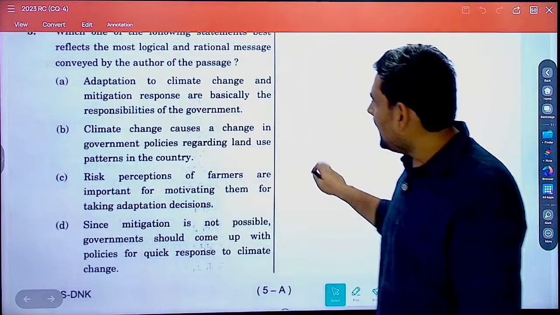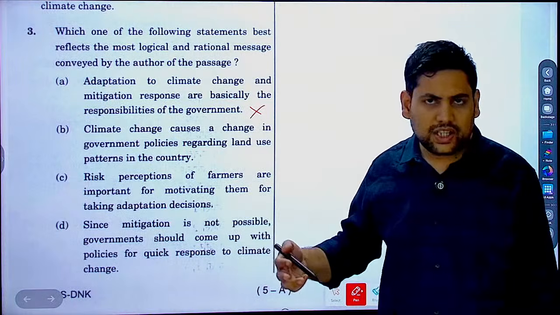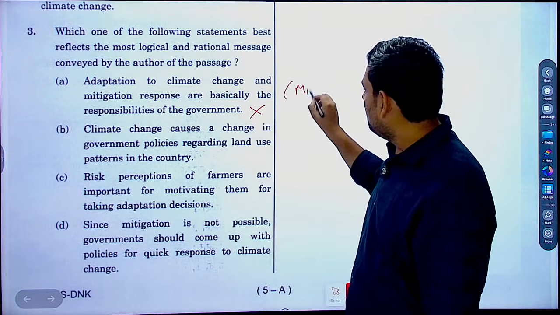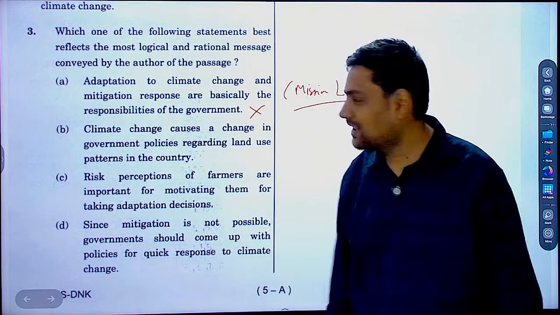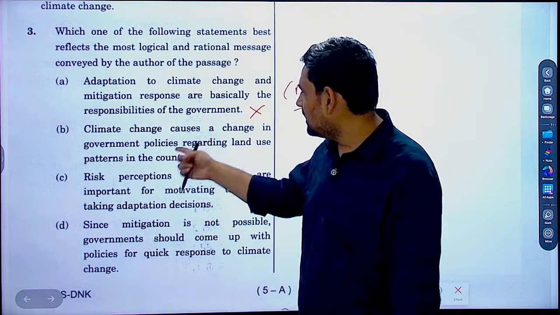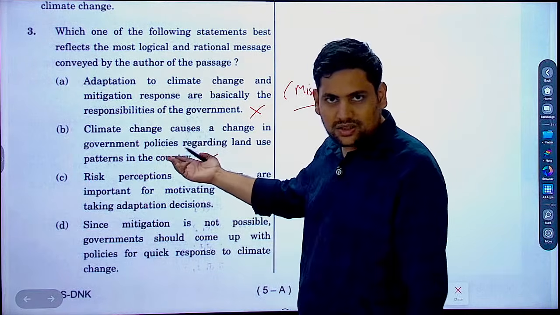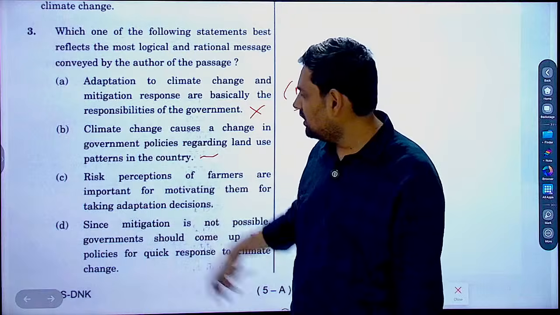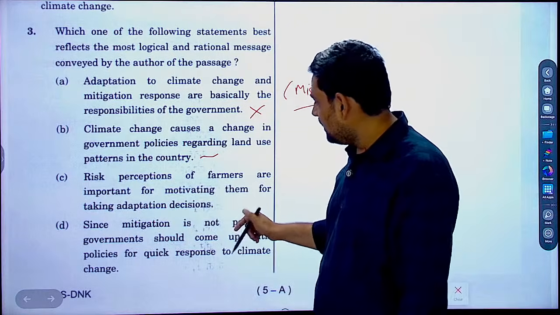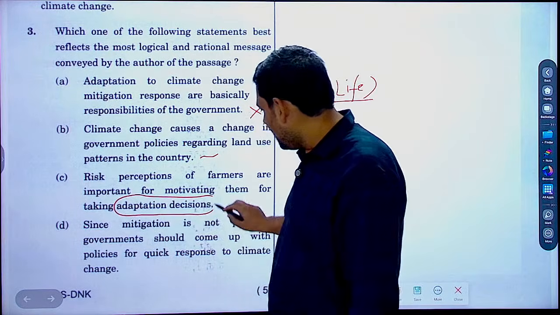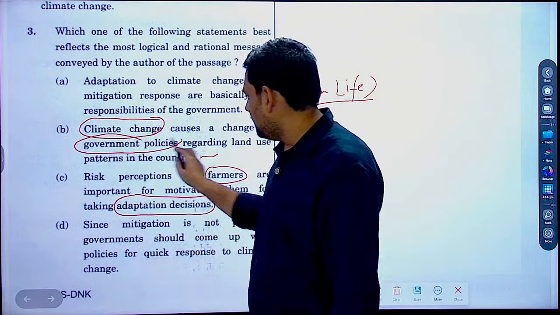Now adaptation to climate change and mitigation response are basically the responsibilities of the government. Wrong, correct? It is our responsibility also. PM Modi talks about mission life, where you should bring lifestyle changes, correct? Then climate change causes a change in government policies regarding land use patterns in the country. Yes, maybe if the government is considering it with due importance. Then risk perception of farmers are important for motivating them for taking adaptation decisions. So either it is about adaptation decision of the farmers or it is about climate change and government policies.